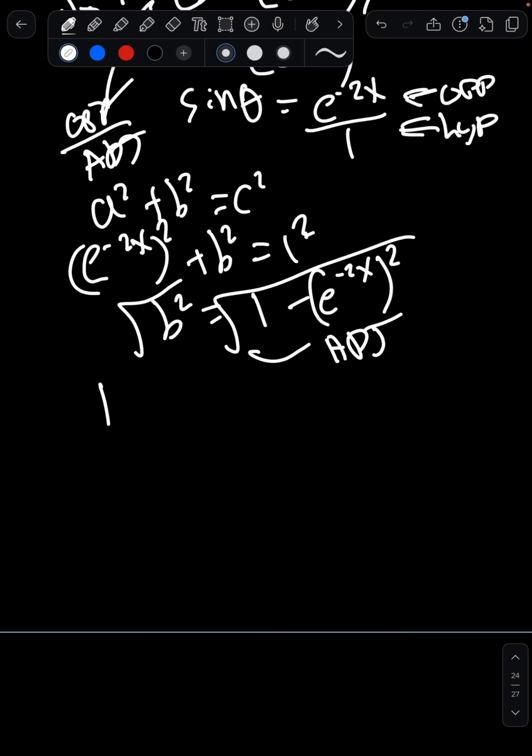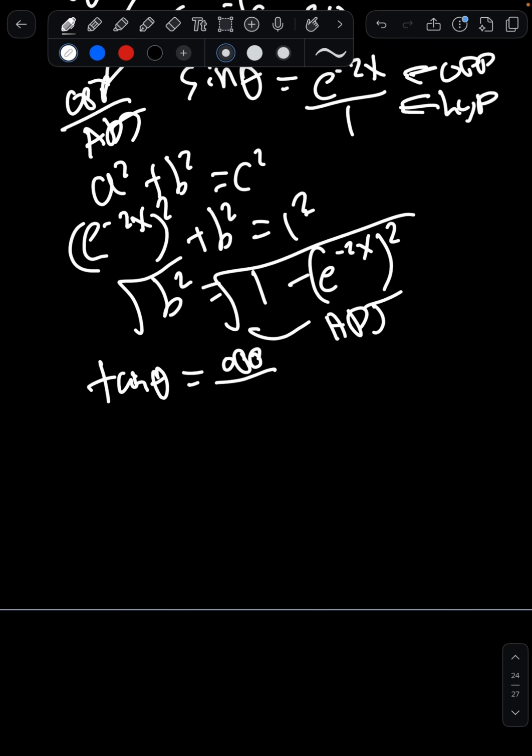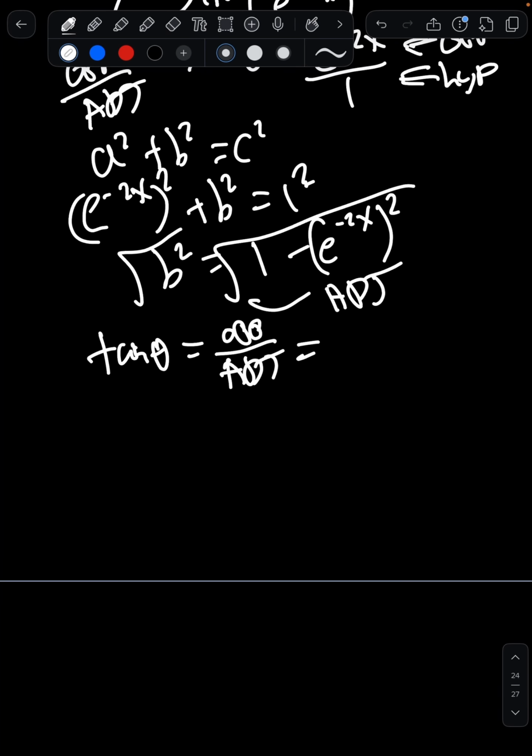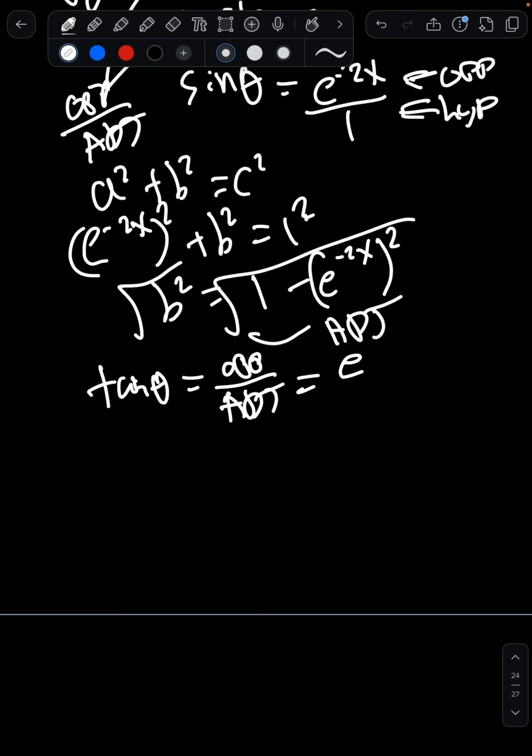So now let's bring down our tangent of theta. We said it is equal to opposite over adjacent. So we know that the opposite is e to the negative 2x. Adjacent is the square root of 1 minus e to the negative 2x quantity squared.